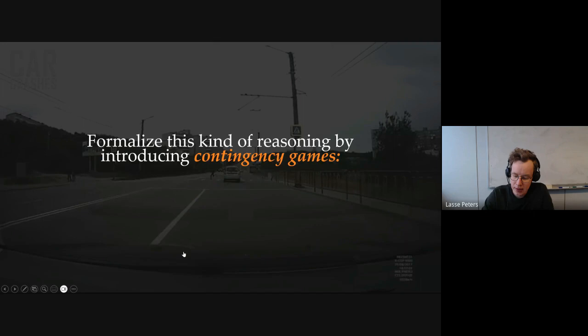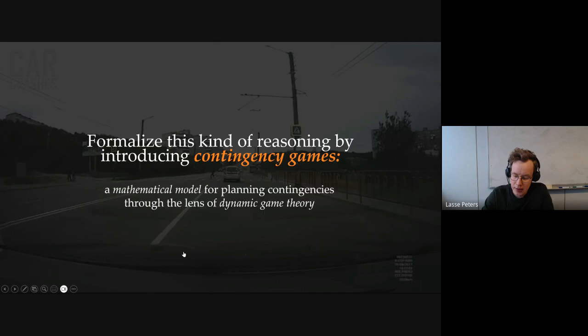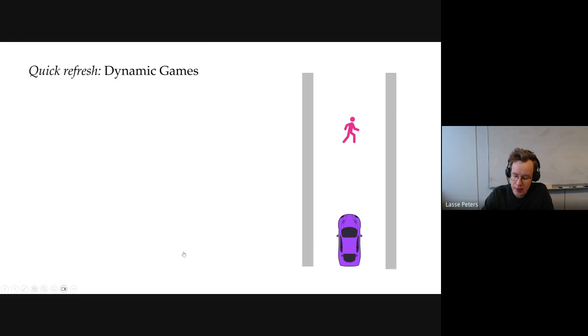And contingency games, which is the key focus of this talk, is a method for formalizing this kind of reasoning by proposing a mathematical model for planning contingencies through the lens of dynamic game theory. Now, since the key element of this method really is dynamic game theory, I want to quickly review some of the basics of that theory, irrespective of any sort of notion of contingencies at first.